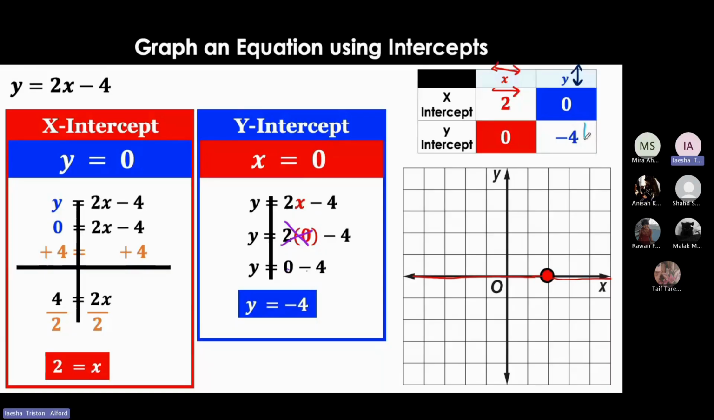Down, because it's a negative number. So from 0, we're going to count down 4. 1, 2, 3, 4. And we put points here. Remember the y-intercept, it must be on the y-axis.